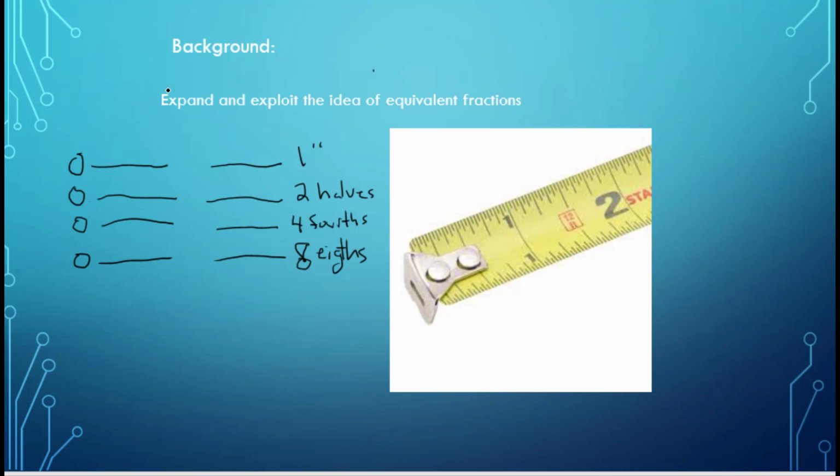Okay, so just some background here. Really, this chapter, number 4, on ratios and rates, is really just an expansion and an exploitation of the idea of equivalent fractions. So let's just review that for a few seconds.